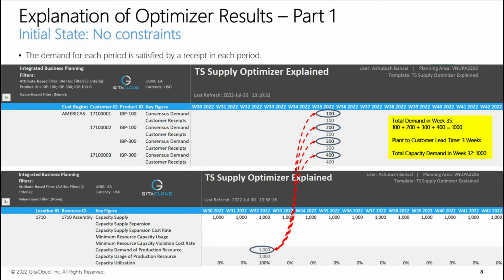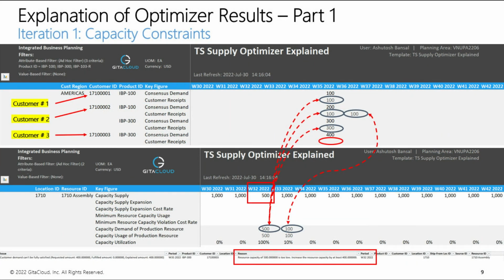We have 4 demands in week 35 across the 3 customers and 2 finished goods. This equates to 1,000 units of capacity demand in week 32, given the 3 weeks lead time from plant to customers. We have just the right capacity supply of 1,000 in week 32. Hence, Optimizer is able to fulfill all the 4 demands on time in full.